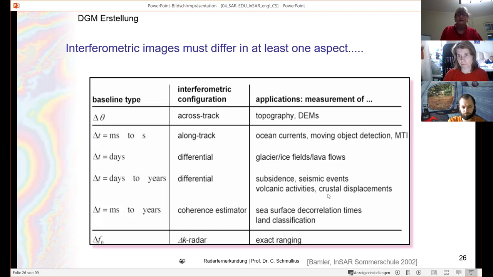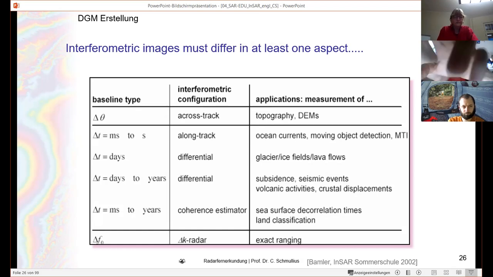But if you're looking at seismic events or if you watch volcanic activities over many years, crustal displacements, all of this is possible up to years. But this means there should not be a forest or dense vegetation on top, because that will change your signal, obviously. But if you have such an activity, volcanic or earthquake, and you want to monitor it, it works obviously best if there's no vegetation.